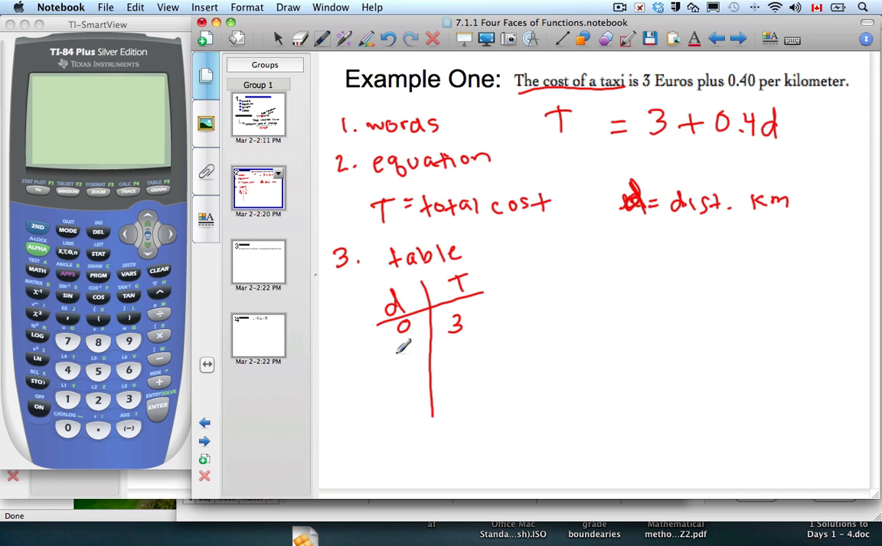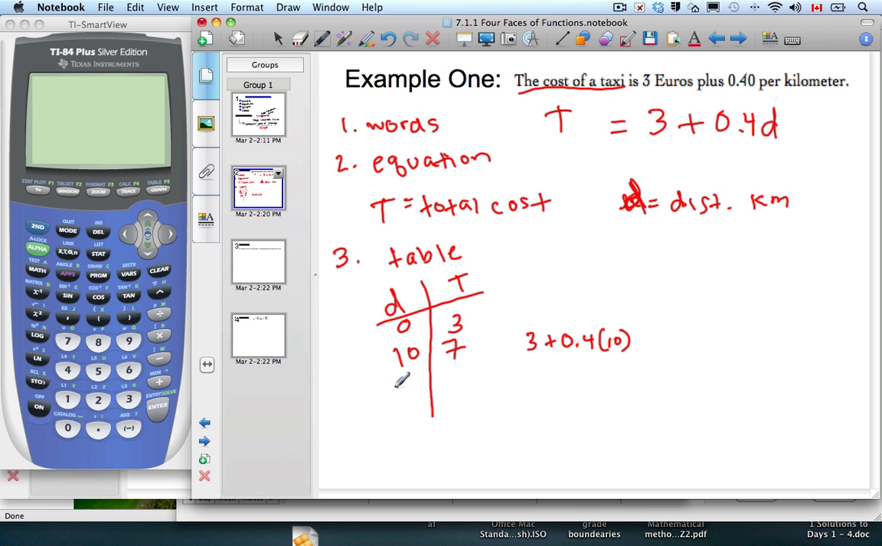What do we want to do? Let's see what's more realistic with our distances. If we could go 10 kilometers perhaps, then that would cost 3 plus 0.4 times 10. Do that calculation, that's 4 plus 3, 7.